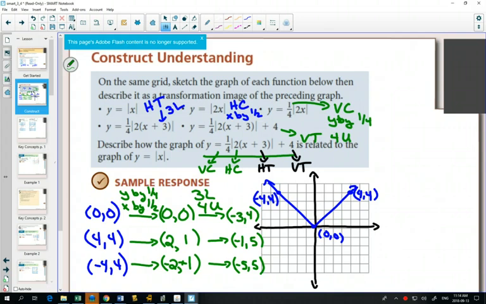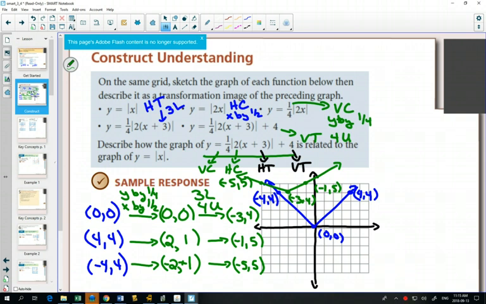Label our new points on our graph. So I'm at -3, 4, -1, 5, and -5, 5. And we were able to graph this new graph by just applying the transformations that appeared in the equation, putting everything together.